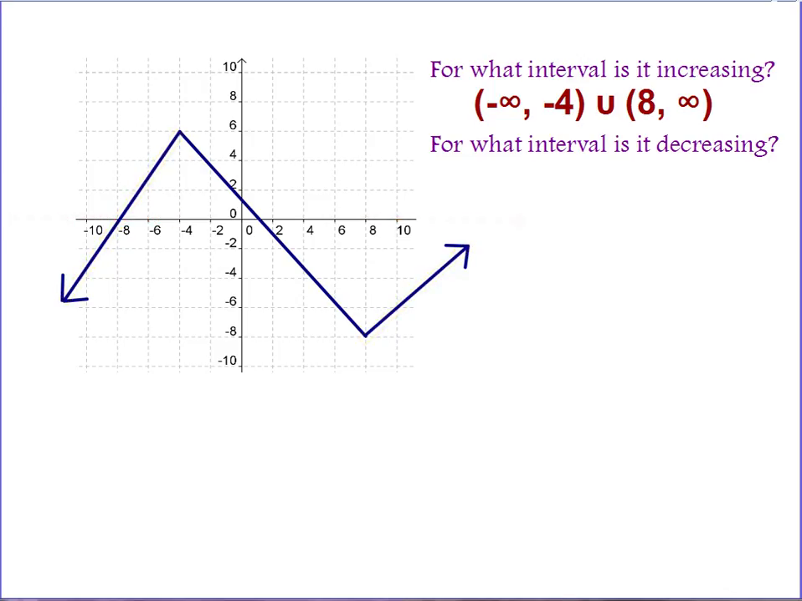Now this middle section of the graph is the section that's decreasing, and again I have to pay attention to the x values in that section. This starts decreasing where x is -4 and stops decreasing where x is 8. So my interval is from -4 to 8, not including my end values.